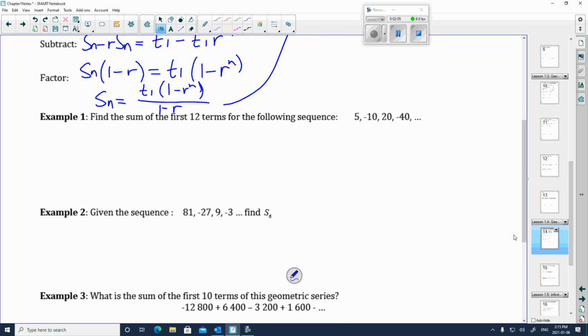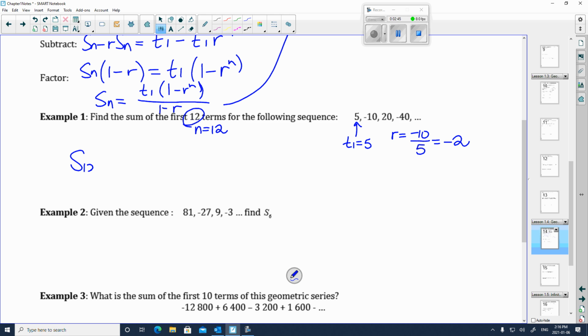So it says find the sum of the first 12 terms for the following sequence: 5, negative 10, 20, negative 40, dot, dot, dot. So if we're finding the sum of the first 12 terms, that would be n equals 12. They give you that the first term is 5. Now, in order to calculate the ratio, we would take the second term, which is negative 10, and divide by the first, or the third divided by the second, etc., etc. So I get negative 2 as my ratio, and then we just plug it in.